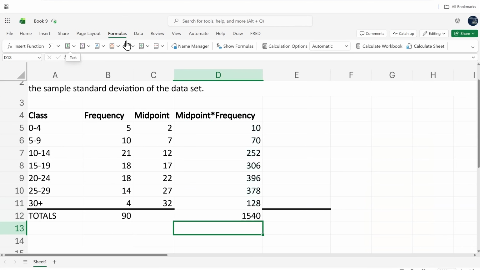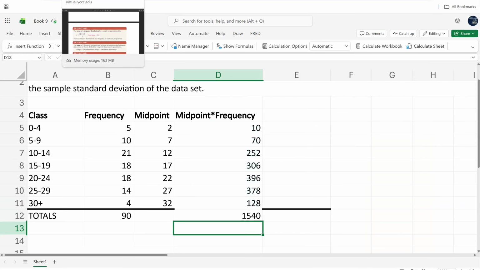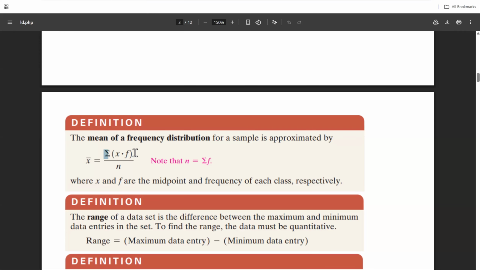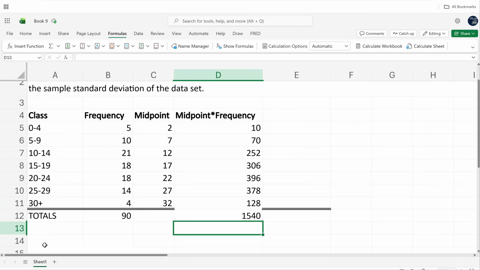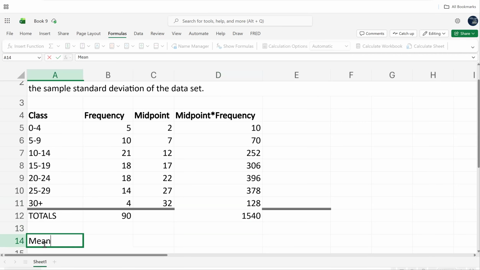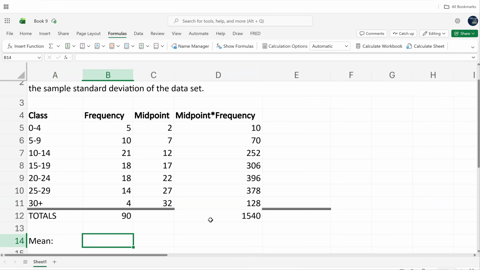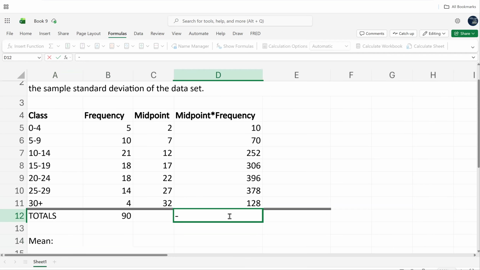Love it. And then all we have to do now to find the mean, now that we have this entire numerator set to go, is divide by n. Remember, n is the total of the frequencies, which we have calculated. So let me set this up over here. The mean, it is, oops, sorry, wrong box.